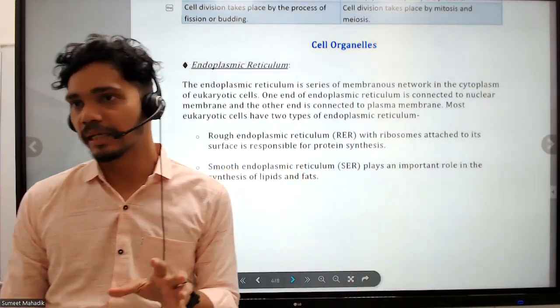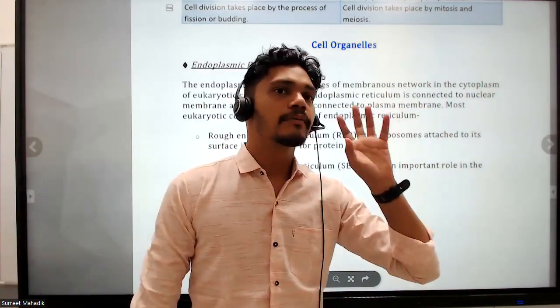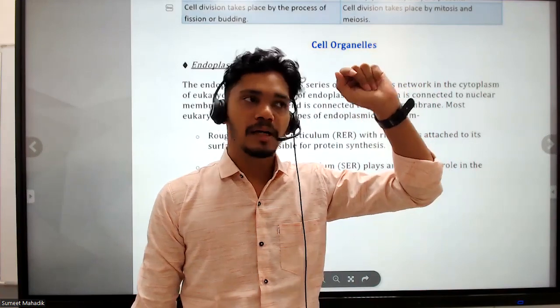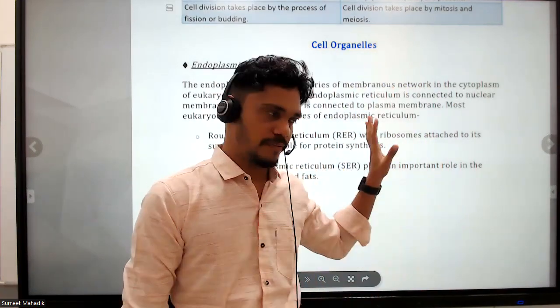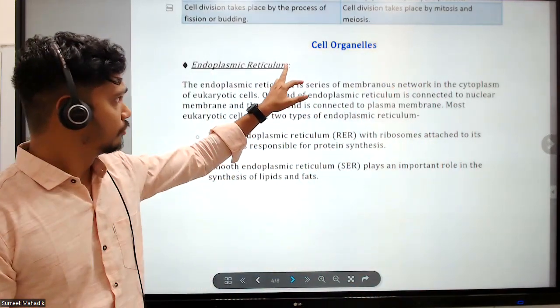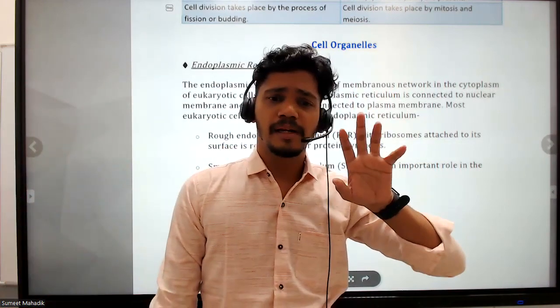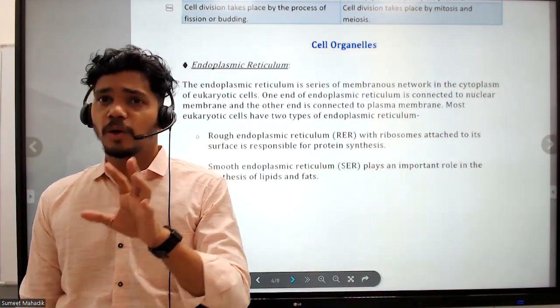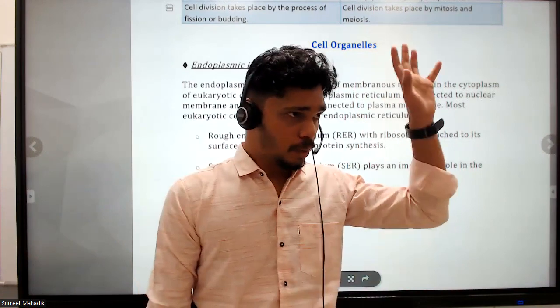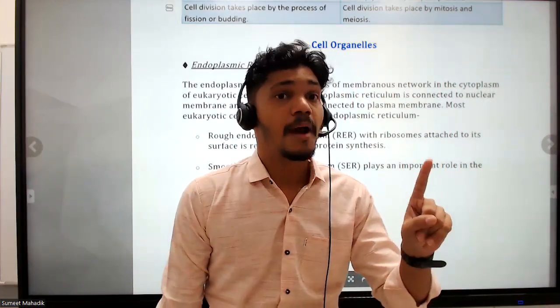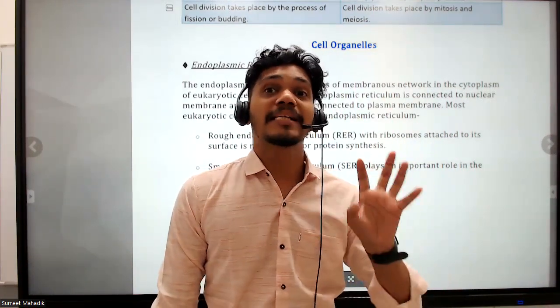What is inside the cell? We know that the nucleus is the one controlling the cell. Please pay attention. You can write afterwards, not an issue. I will show you something. What we have studied up till now is that the nucleus is solely responsible for carrying out the whole cellular activity. That's correct. But there are some accessory organs as well.